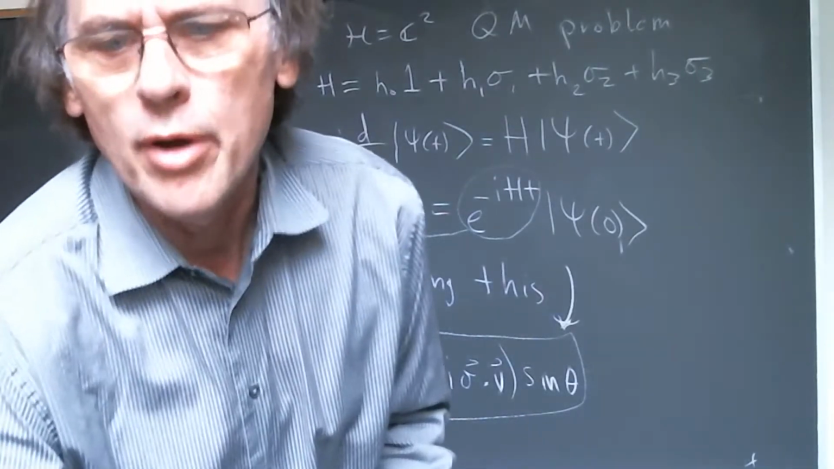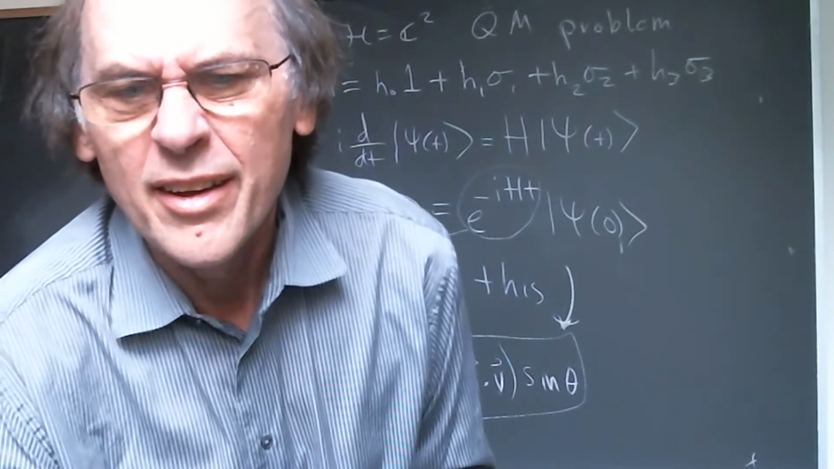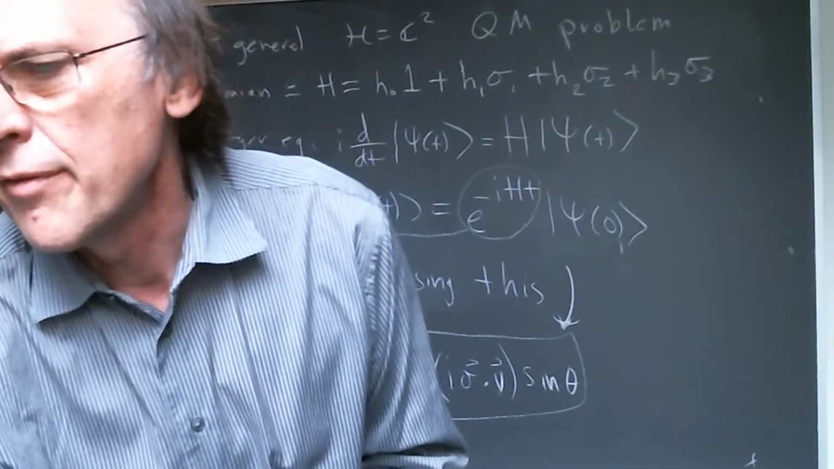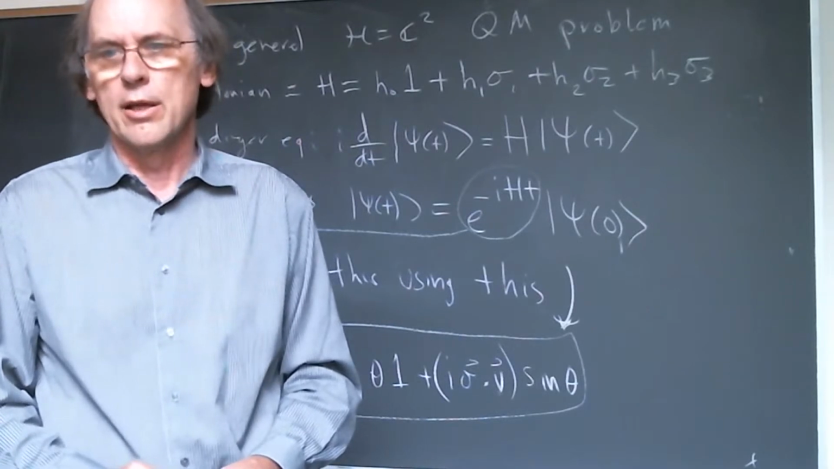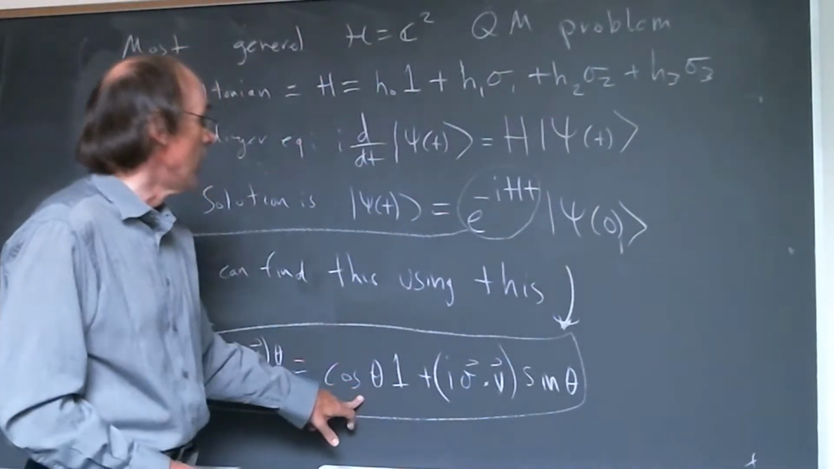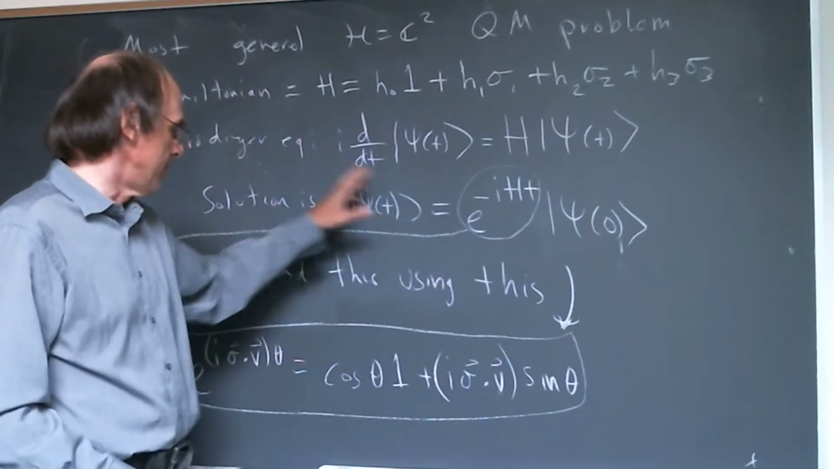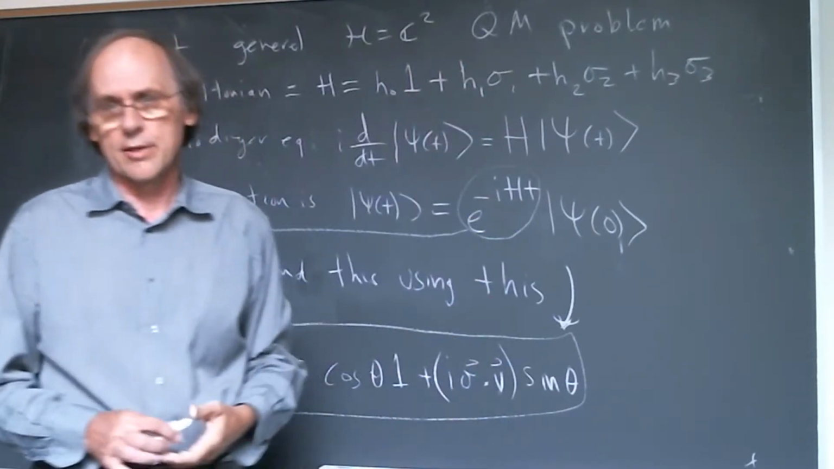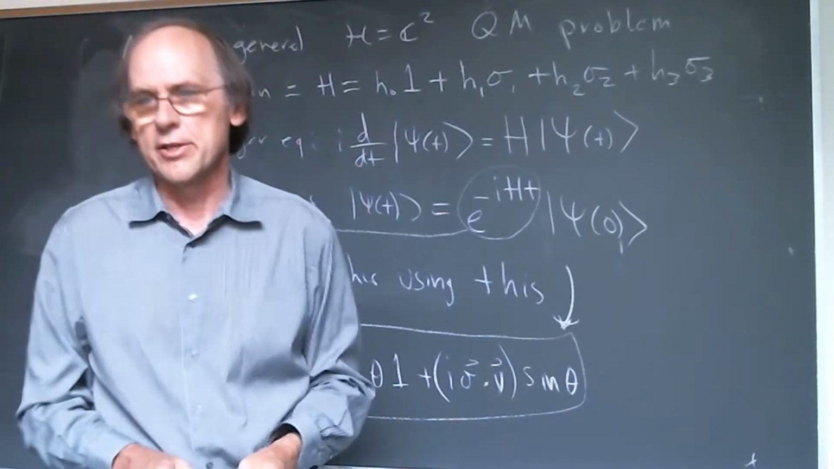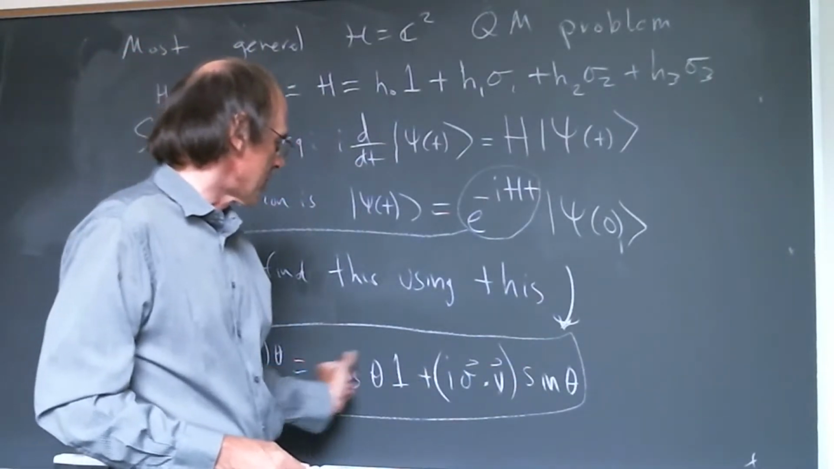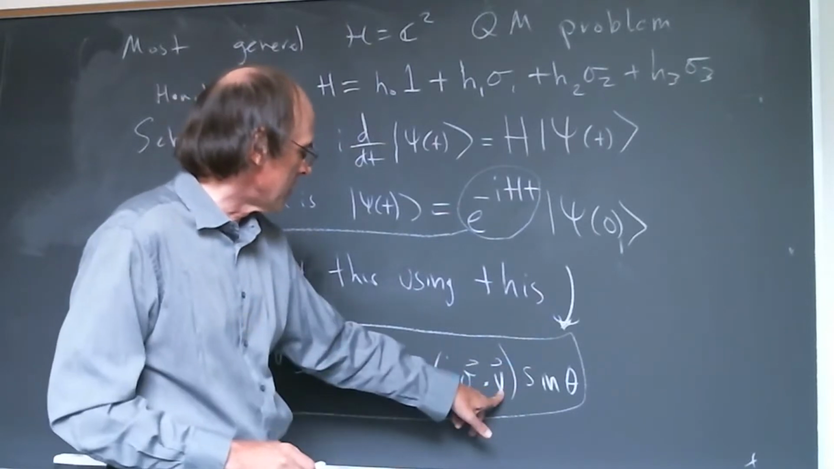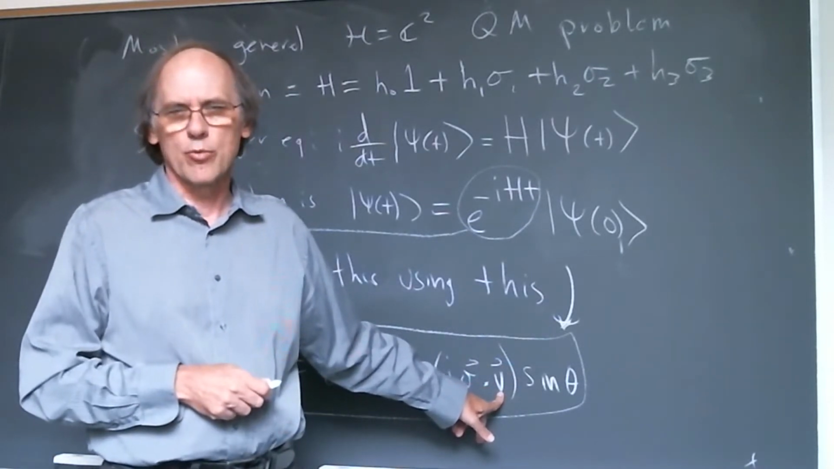I won't write this out here, but if you go to page 32 of the notes, I write this out in great detail. The point is that this formula gives you the most general solution to any quantum mechanics problem in 2 dimensions, and the details are on page 32. It's really just writing this out and plugging the Pauli matrices in, and figuring out how to rescale things if your vector isn't of length 1. Okay.